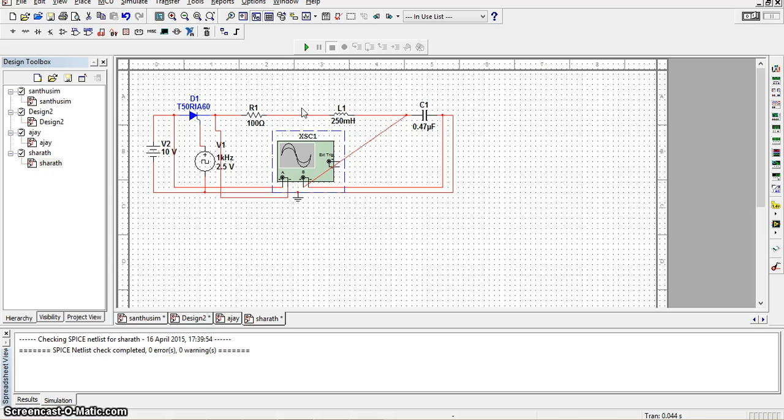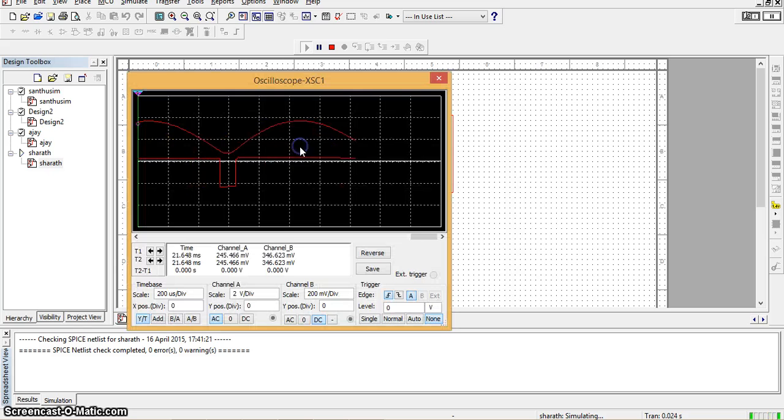Waveform on the CRO. This is the voltage across the capacitor and this is the voltage across the SCR. When the SCR turns off, the voltage across the capacitor is twice the supply voltage.